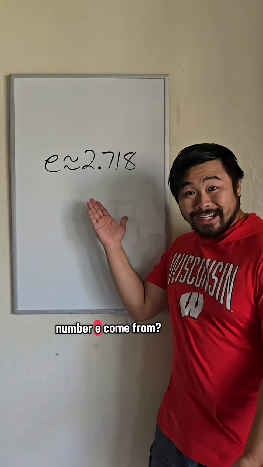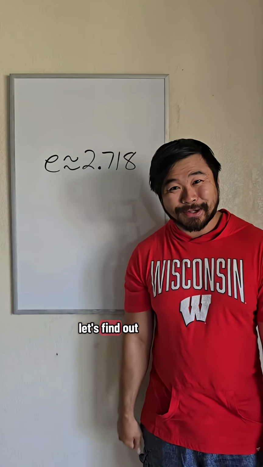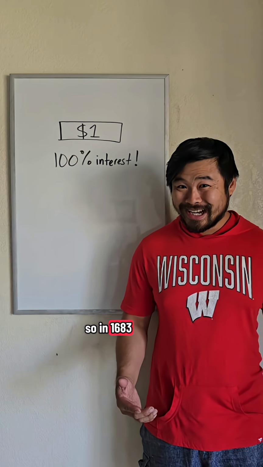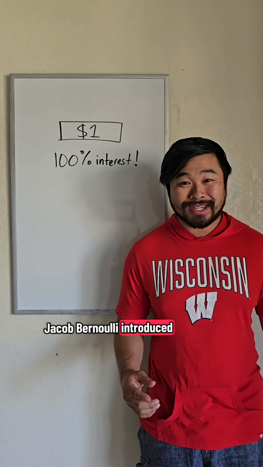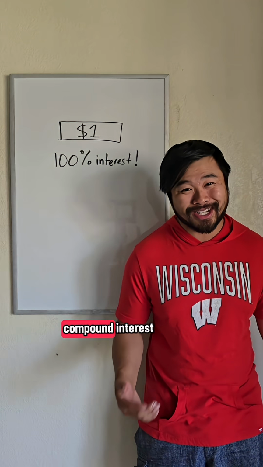Where does the number e come from? Let's find out. So in 1683, Jacob Bernoulli introduced this constant through the idea of compound interest.